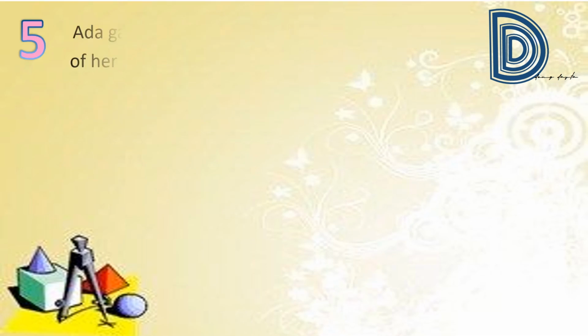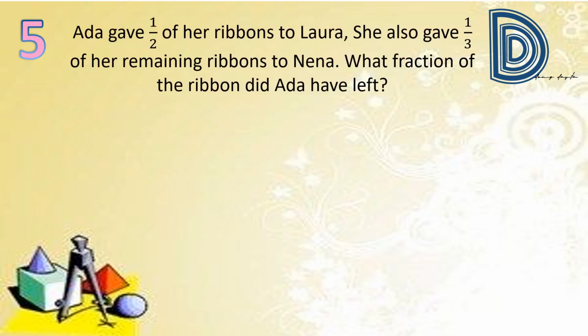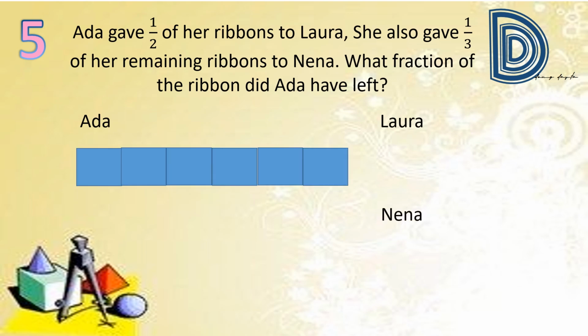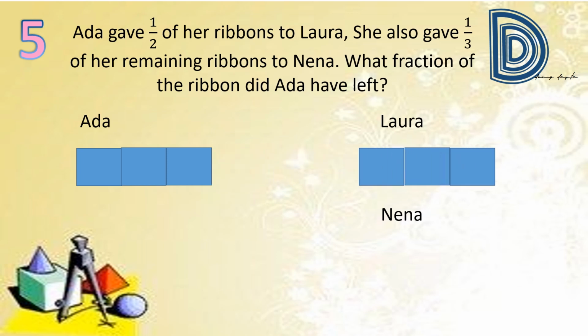Last question. Ada gave 1/2 of her ribbons to Laura. So we have Ada, Laura, and then Nena. Let us consider these blocks as the ribbons of Ada. We know that she gave 1/2 of these to Laura. So if there are 6 parts, then 3 were given to Laura and 3 were left for Ada.